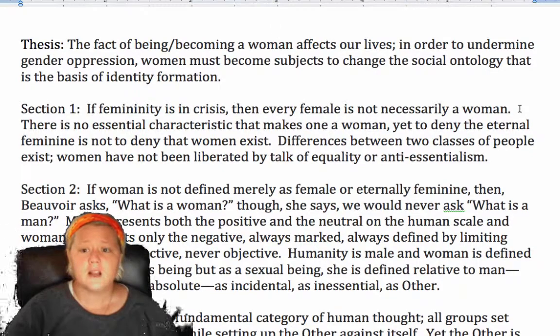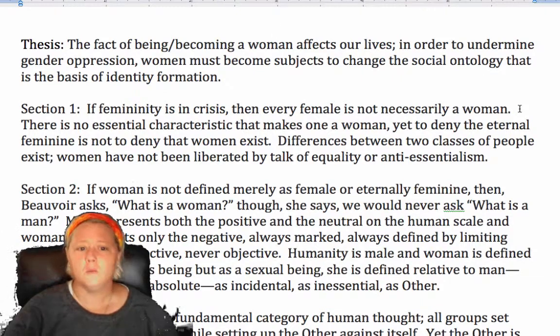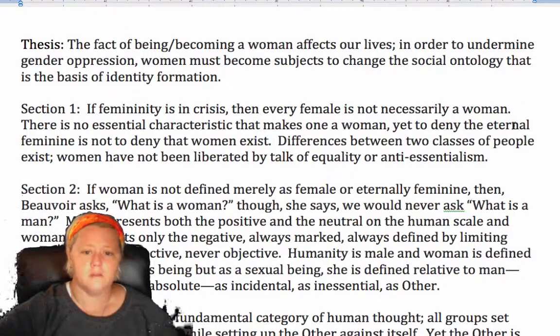Differences between two classes of people do in fact exist. She says, look around, right? You'll see there are men and there are women. But women have not been liberated by talk of equality or anti-essentialism. And again, we'll go into this more in the second part. I want to run down this fairly quickly.